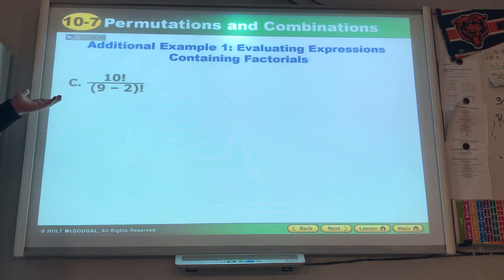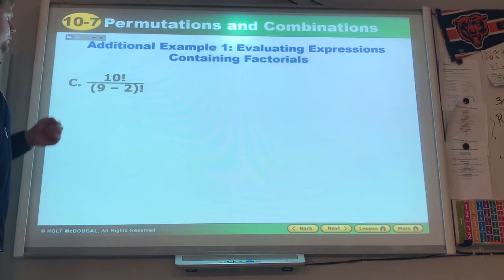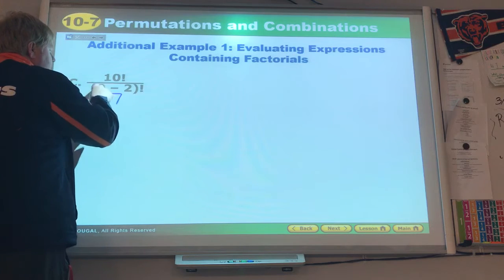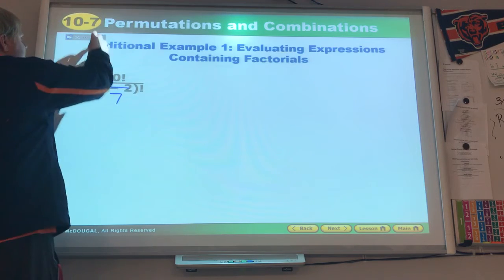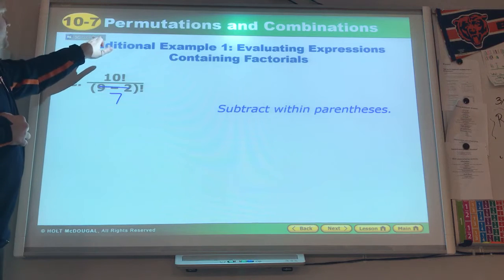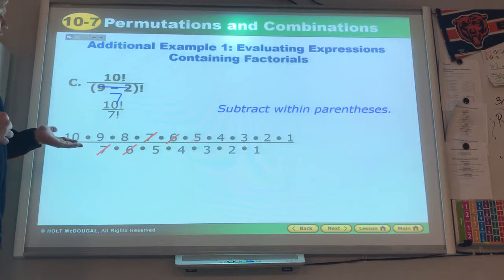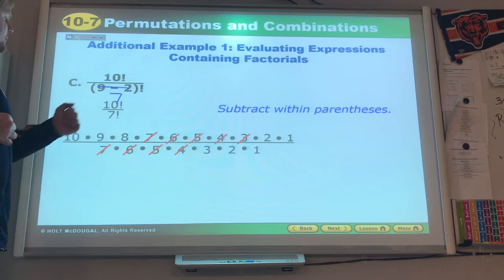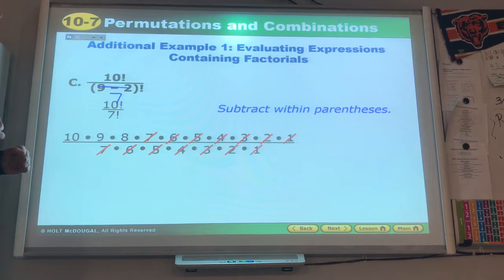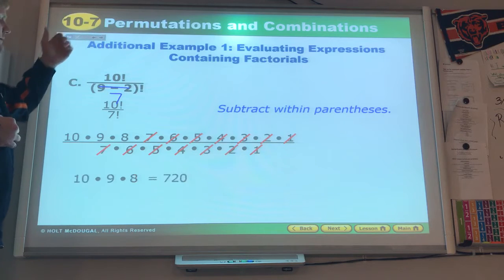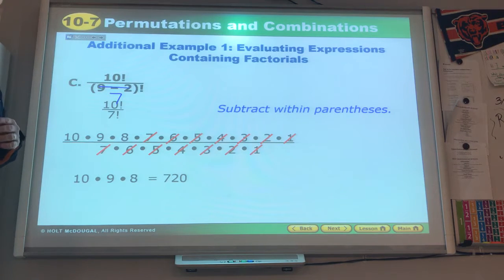So now, we need to figure this one out. We still have to remember our PEMDAS, all right? 9 minus 2 would be 7 factorial over 10 factorial. All right, we subtract within the parentheses. We get that. Now we think, what parts can go away? 10 times 9 times 8. All right. And we get 720.